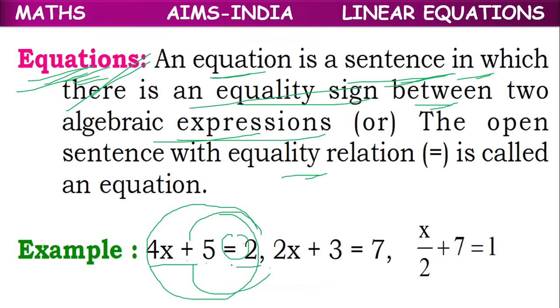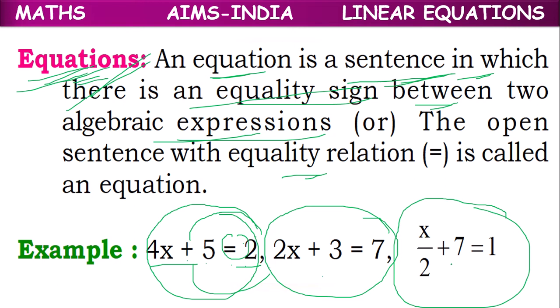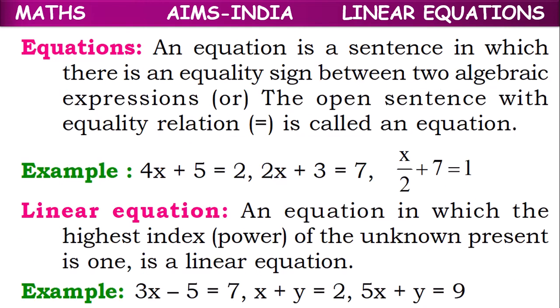So 4x plus 5 equal to 2 is an equation. 2x plus 3 equal to 7 is another equation. x by 2 plus 7 equal to 1 is another equation. These are all equations.